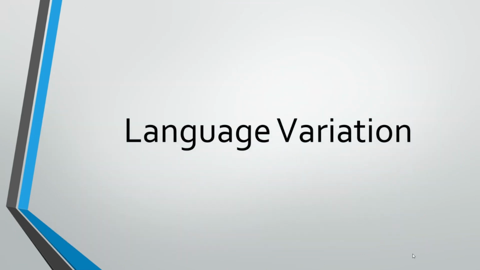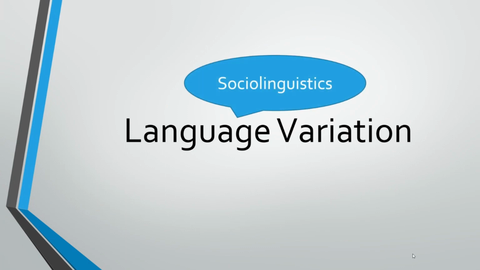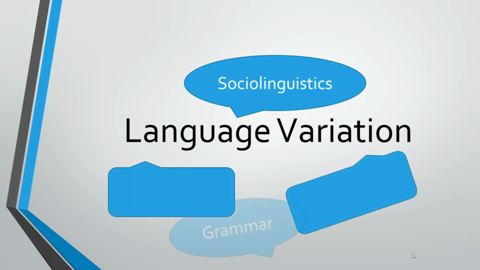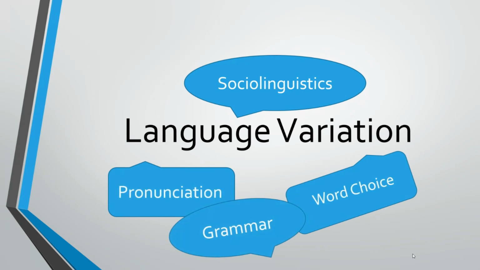Language variation is a core concept in sociolinguistics. Variation is a characteristic of language. There is more than one way of saying the same thing. Speakers may vary grammar, pronunciation, and word choice.